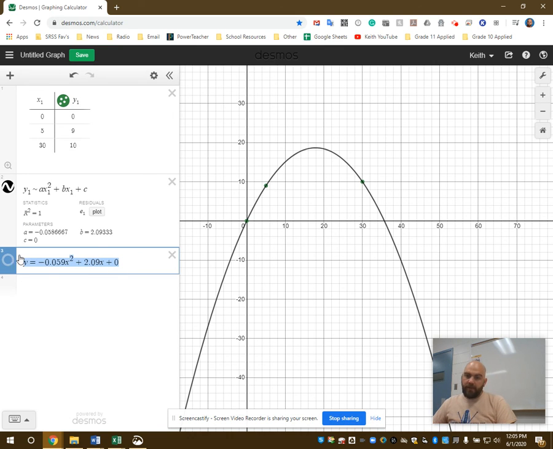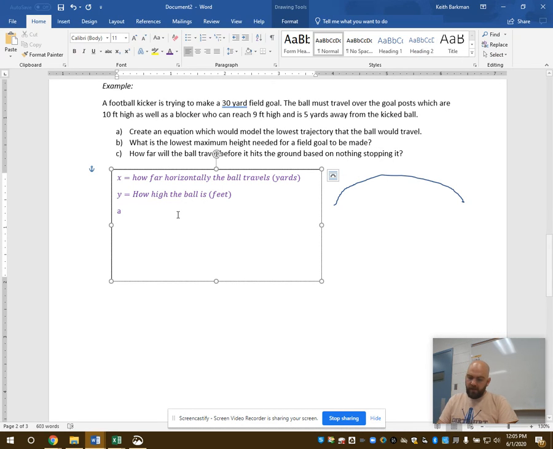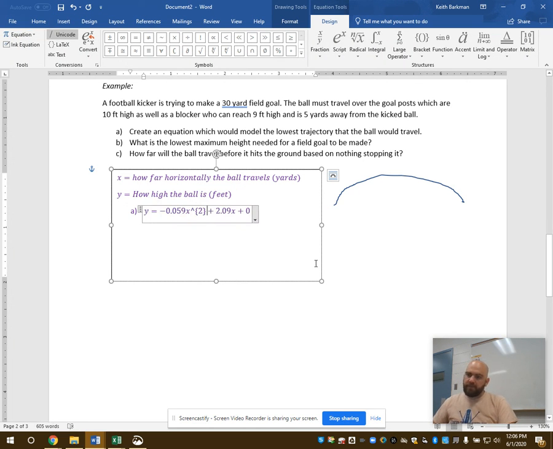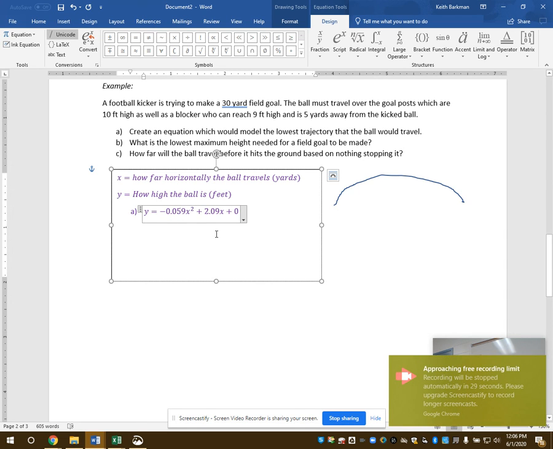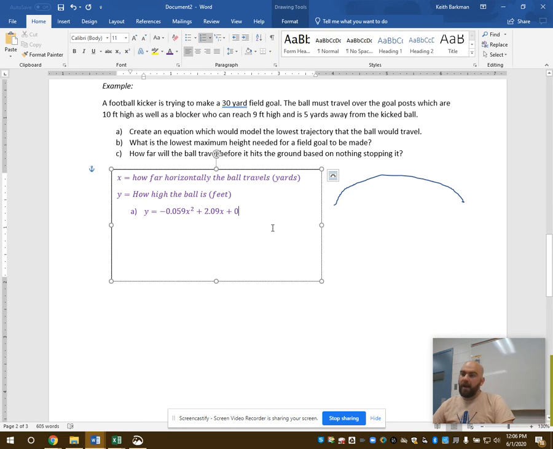I'm actually going to copy and paste it here. So for part A, we want to come up with an equation. It is this one right here. It looks a little bit messy because we're transferring between two different things, so I'm just going to clean it up a little. There we go. y is equal to negative 0.059x squared plus 2.09x plus 0. That's the equation that's going to represent the lowest trajectory the ball could travel. It could go higher, that's just the way it is, but we're trying to find the lowest trajectory. Now in the next video, we're going to look at the next couple of answers, now that we have our equation that we can use.